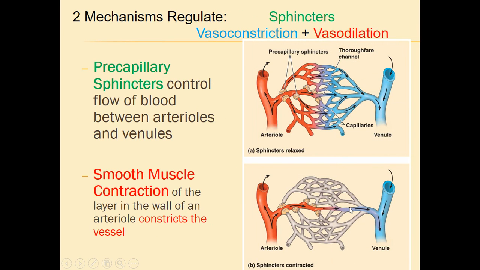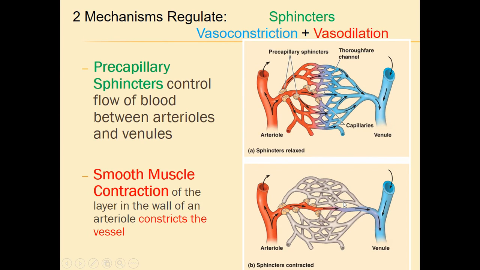Now, you can also change what your capillaries are doing because you have these control valves called the precapillary sphincters. And those sphincters can open up or shut off the blood flow inside the capillaries. At the same time, you have smooth muscle in the walls of your arteries that can contract or relax and control the blood flow. The blood will always keep flowing through main venules and arterioles, but the capillaries can shut off and open up.